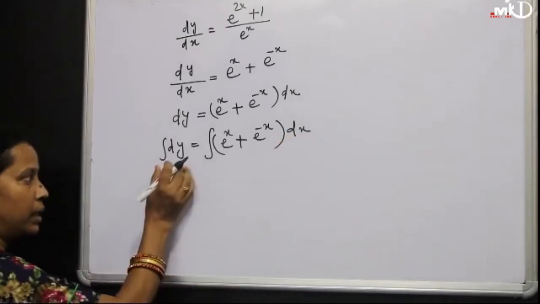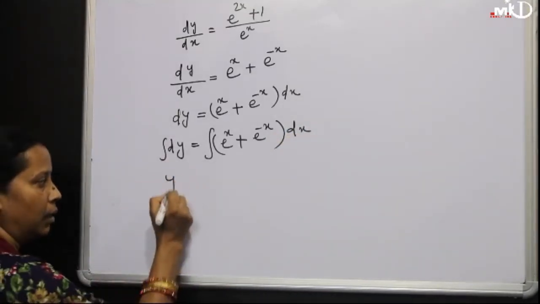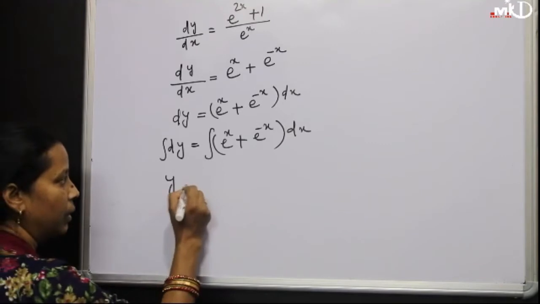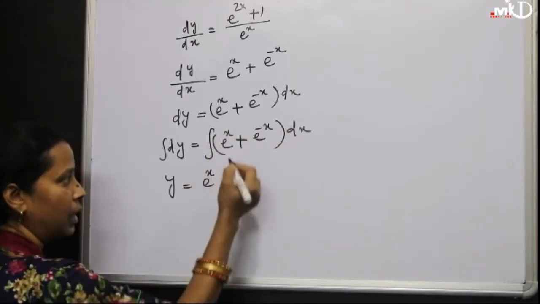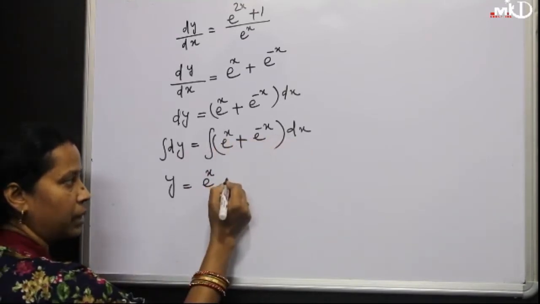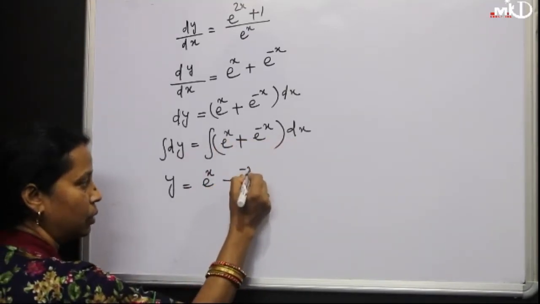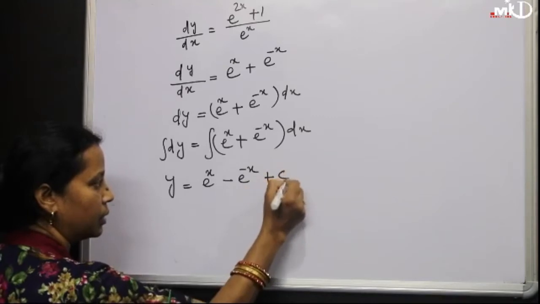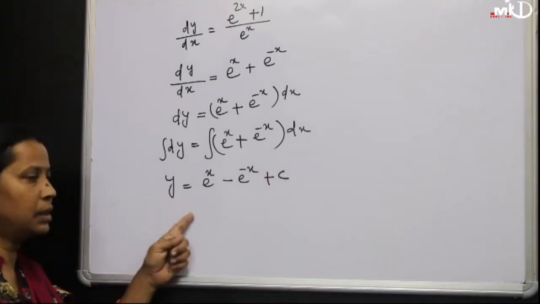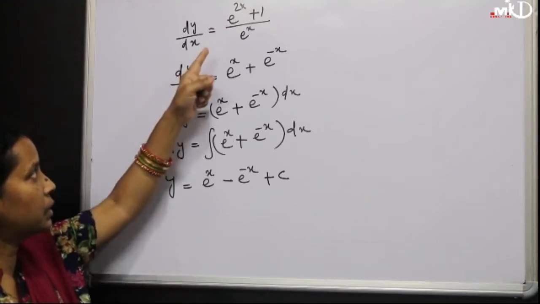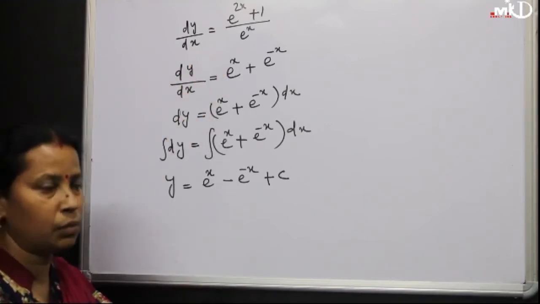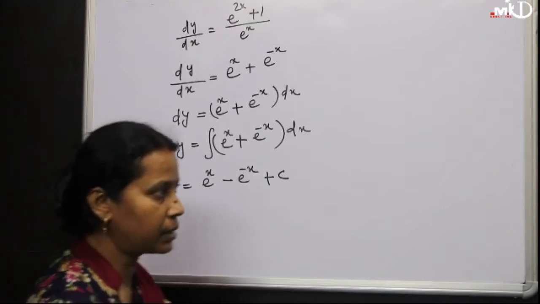Okay. So what is the integration of dy? Already you know it is y. Then the integration of e to the power x dx, that is e to the power x, and the integration of e to the power minus x dx, that is minus e to the power minus x, and the constant of integration c. So this is the solution of the differential equation dy by dx is equal to (e to the power 2x plus 1) by e to the power x.